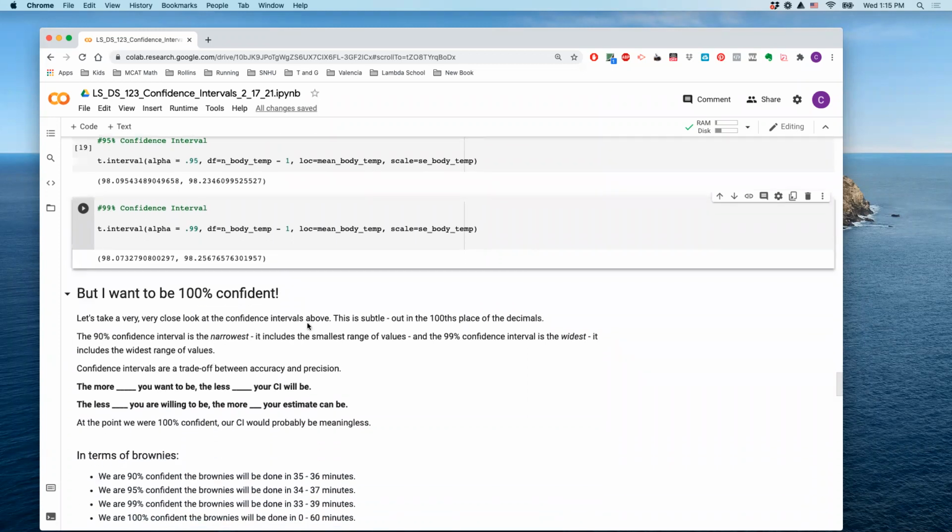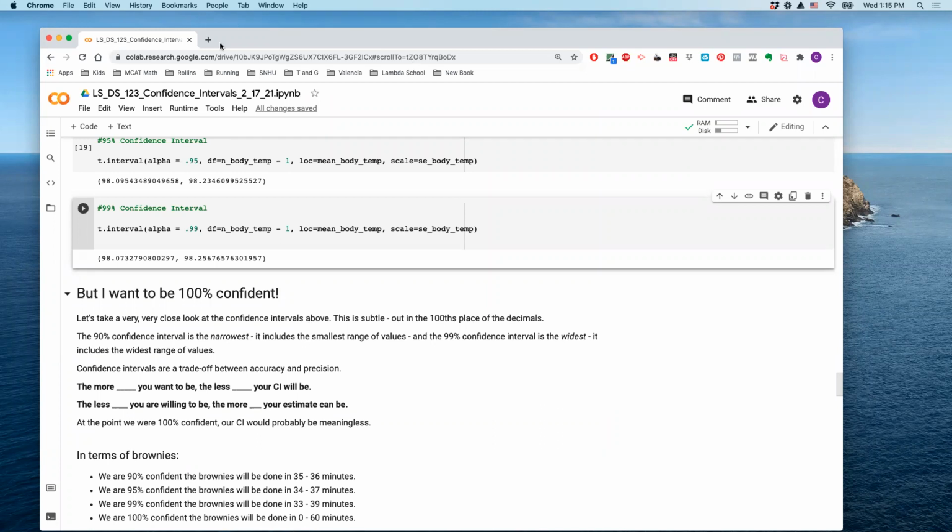So, okay, we're talking about this. I want to be 100% confident, right? I mean, we want to be right here, people. This is why we're in data science. We like numbers. We like to be right. But what if we want to be 100% confident? Well, this is playing into this trade-off that we're going to have between accuracy and precision.